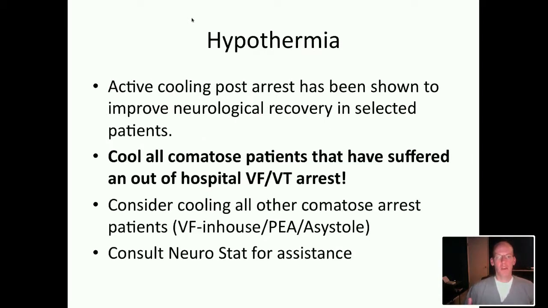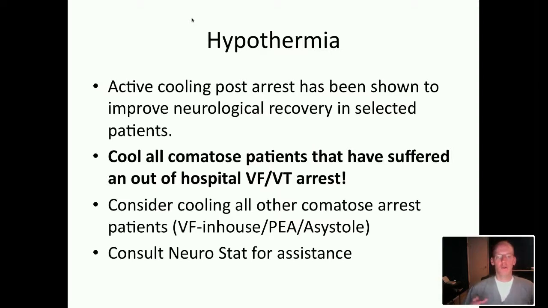So hypothermia. This is emerging and ongoing research that shows that active cooling post-arrest has improved the neurological recovery in selected patients. So in some patients, this is a wonderful thing. It absolutely improves their brain. Others, it may not. So there are some strong indications, some questionable, but a lot of people are saying it's worth it for an attempt, at least on a potentially salvageable patient, to cool them.